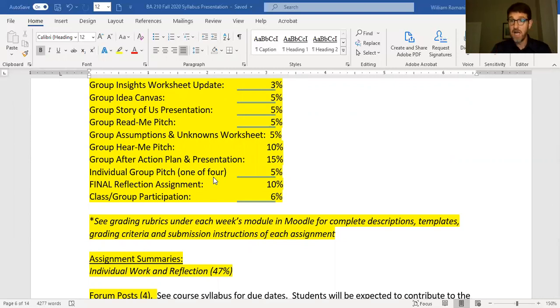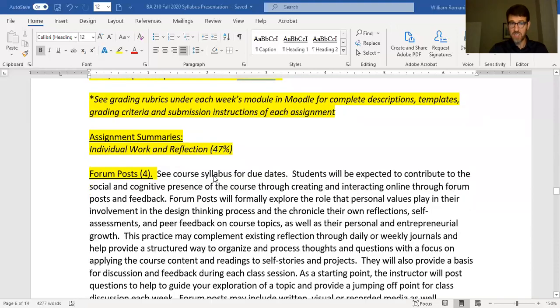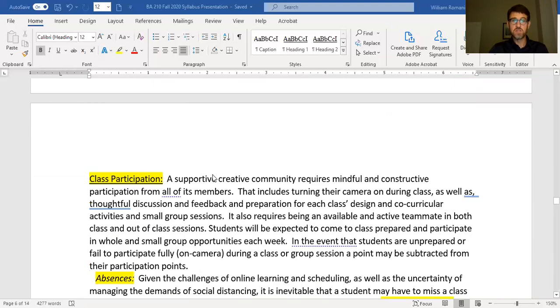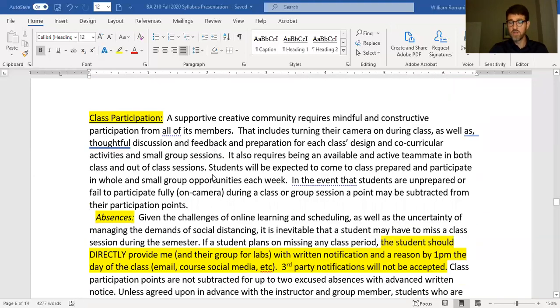But this is the deal. I understand we're in a pandemic. I understand that people are competing over space, and there's a lot of competing interests in the situation that we're in now. If you're going to miss class, all you have to do is let me know. Send me an email. It has to be you directly. Don't tell somebody else to tell me. But you're supposed to let me know that you're going to be on.